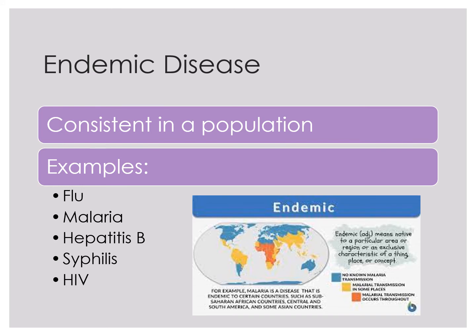Endemic diseases are not always present at high levels. They can also be rare. The most important feature of an endemic disease is that it is always found in a population. Examples of endemic diseases can include flu, malaria, hepatitis B, syphilis, and HIV.